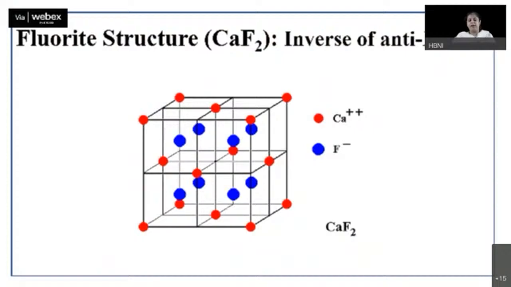Coming to the fluoride structure, as the name suggests, it is the inverse of anti-fluoride. Now, at the corner we have to have the bigger ion. Here calcium is bigger, and fluoride is a small ion. So calcium occupies the FCC lattice points. FCC lattice points, by now you should have it by heart, means corners and face centers. And all the fluoride ions occupy the tetrahedral voids, which are 8 in number. Everything else is similar to the anti-fluoride structure.